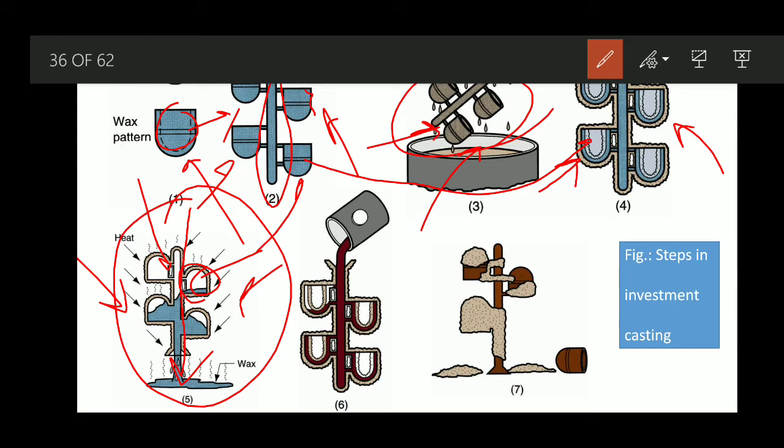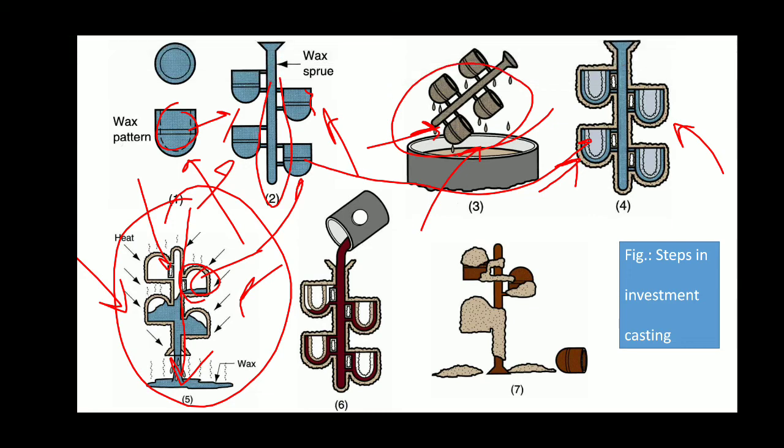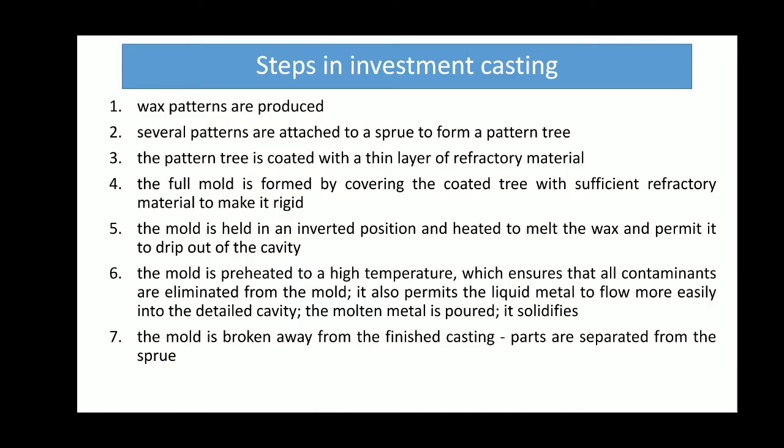So now the inside is hollow, which means we have obtained our mold. And on the surfaces, whatever details were there on the wax pattern have already been transferred. Once it has sufficiently dripped out, the mold is preheated to a high temperature, which ensures that all contaminants are eliminated from the mold. It also permits the liquid metal to flow more easily into the detailed cavity. The molten metal is poured and it gets solidified.